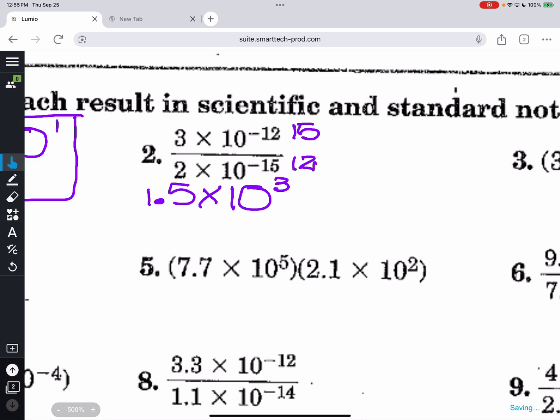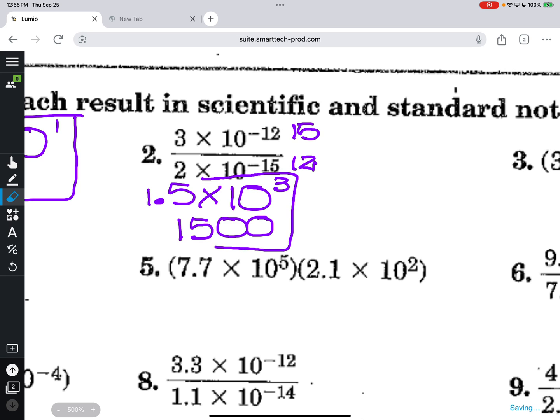The other way is actually doing the math of negative 12 minus negative 15. And what does that give us? 3. So either way, you would get 3 as your exponent. Then, what is that in standard form? 1,000. So we're going to have how many zeros? 2. 1,500.